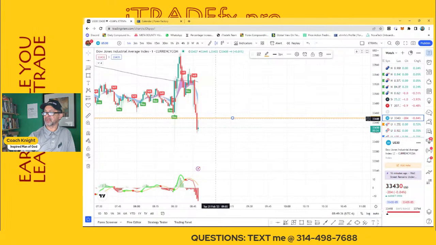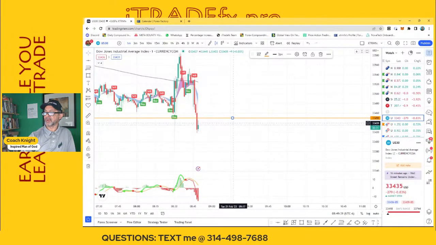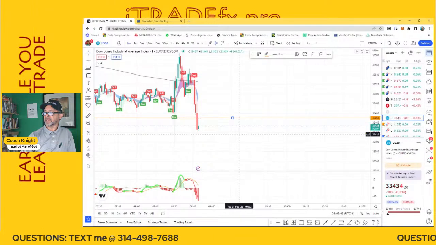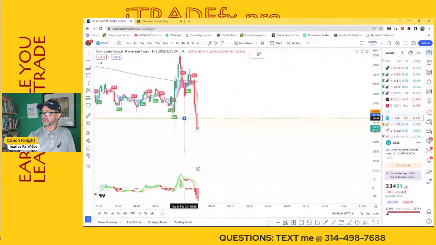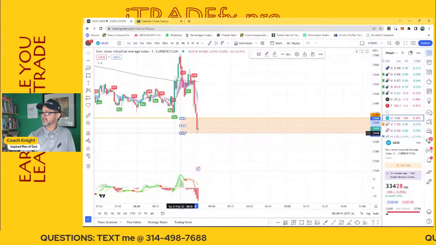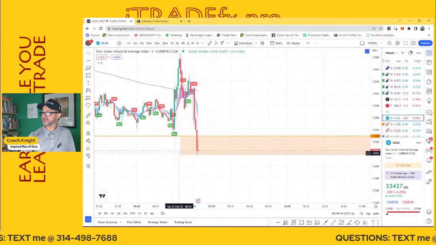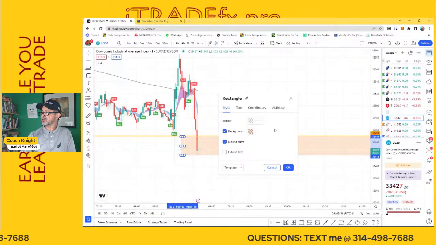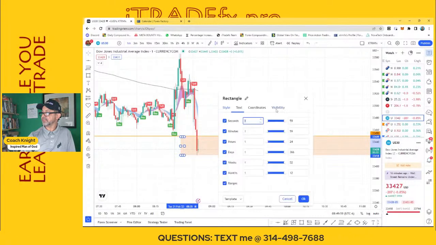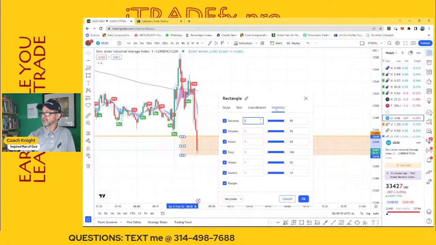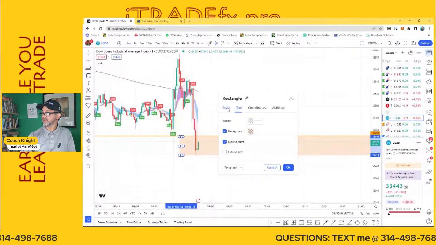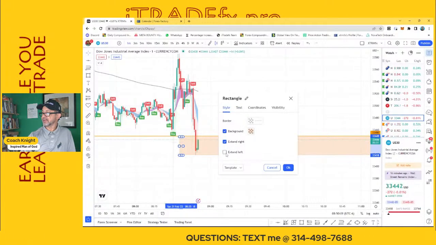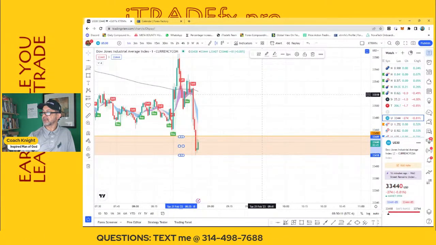The candle obviously broke this zone, created a new lower low here. So now I'm going to move. Actually, you know what I'm going to do? I'm going to do this because I just want to see where that's going. I think if I click on this, I can change my visibility, text alignment, style, extend left. There we go.